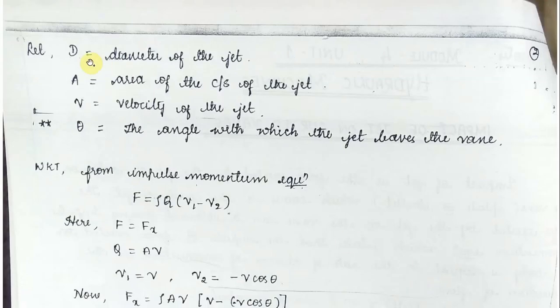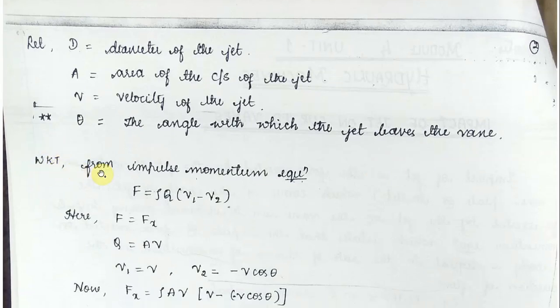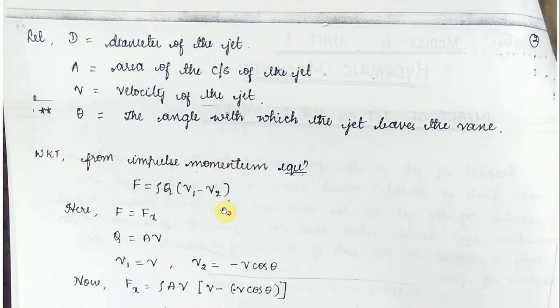So let d be the diameter of the jet, a the area of cross section of the jet, and v the velocity of the jet, and theta the angle with which the jet leaves the vane. We know that from the impulse momentum equation, force F is equal to rho into Q into (v1 minus v2).